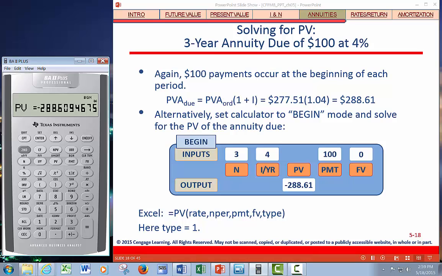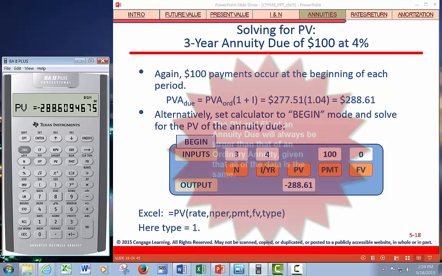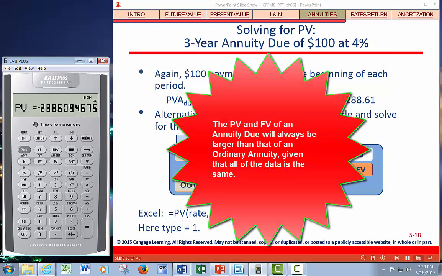Always remember that if you have the same 2 annuities, but one is an ordinary annuity and one is an annuity due, the present value and future value of the annuity due will always be larger than the present value and future value of the ordinary annuity.